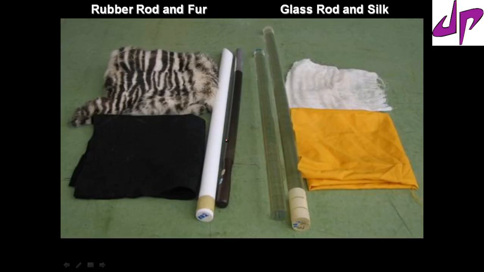For that we need a pair, a combination of materials. Here you can see a rubber rod along with fur. This is fur, or we can say cat skin. And another combination of materials is glass along with silk. Glass rod with silk.